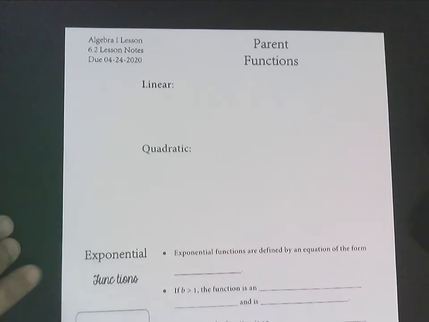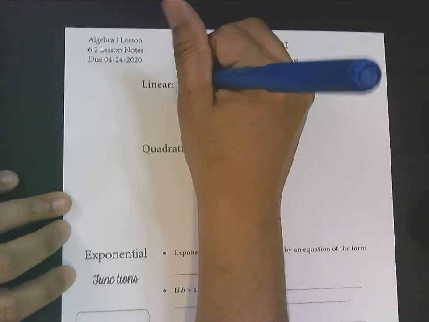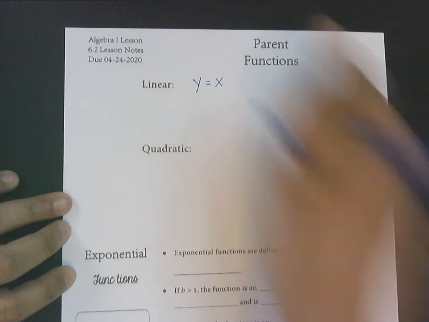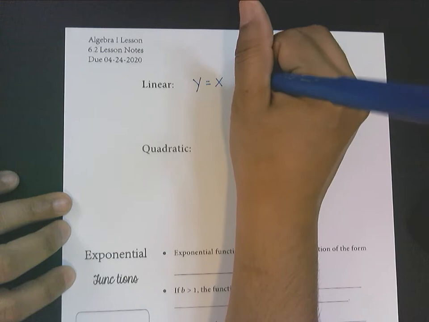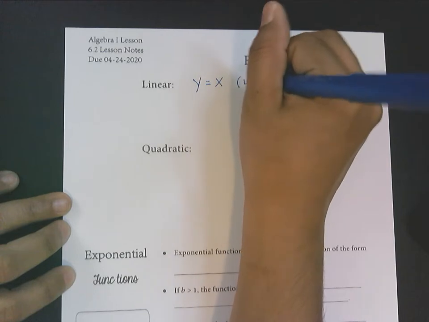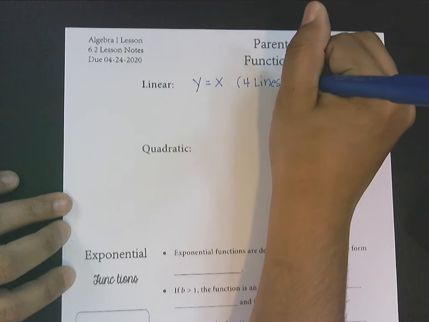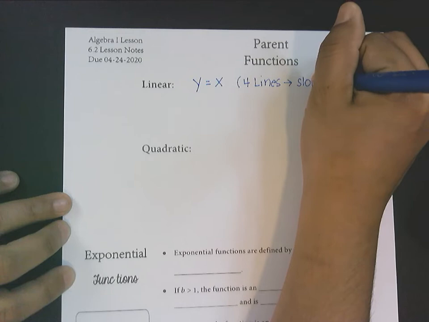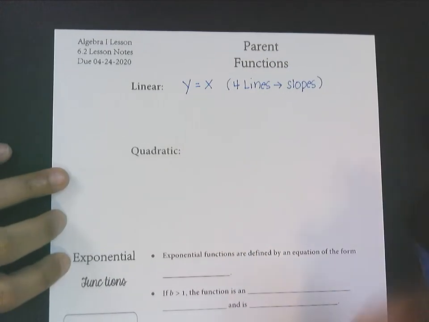So the very first thing that we taught you was a linear function. And that equation was y equals x. And so in linear, it has 4 types of lines. And those lines have slopes. And there's 4 types of slopes. And that's what we worked a lot on in linear, was those slopes.